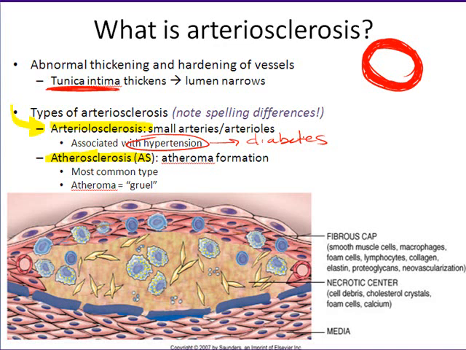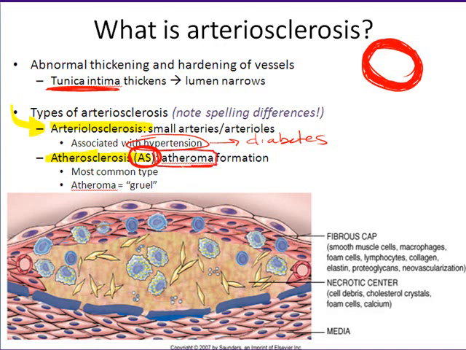diabetes. The other type of arteriosclerosis we're going to talk about is atherosclerosis, and I'm going to use the abbreviation AS, capital A, capital S, for atherosclerosis. Atherosclerosis is the most common type of arteriosclerosis. It usually involves larger arteries, things like the aorta or the carotid artery, circle of Willis, arteries in the legs, for example. And this involves a formation of an atheroma.